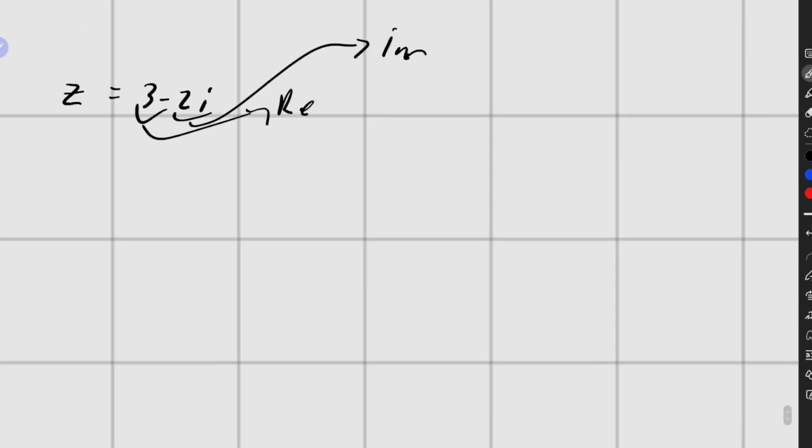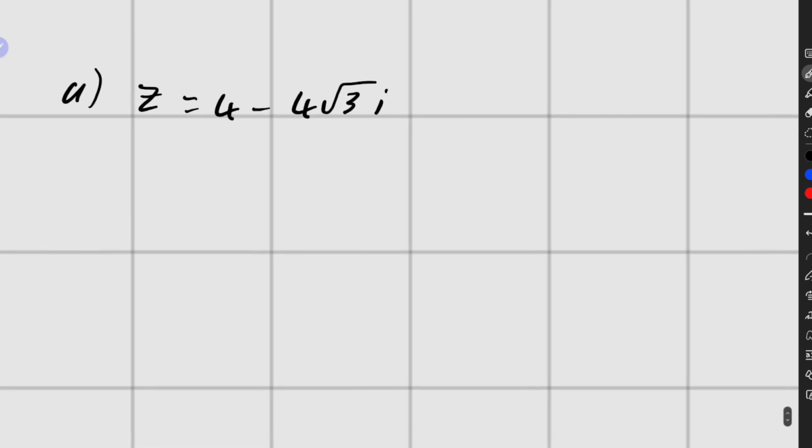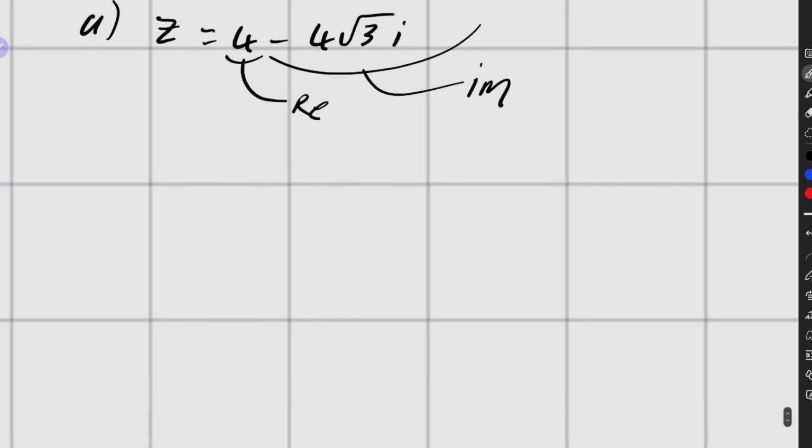Alright, so let's give this a go. This is going to be slightly harder than the stuff we've been doing before, but you can do it. Z equals 4 minus 4 root 3 i. Alright, so what do we do first? Let's identify our imaginary part and our real part. Alright, sweet. So this is in Cartesian form, just like your normal y and x form. Easy, right? Cartesian form.